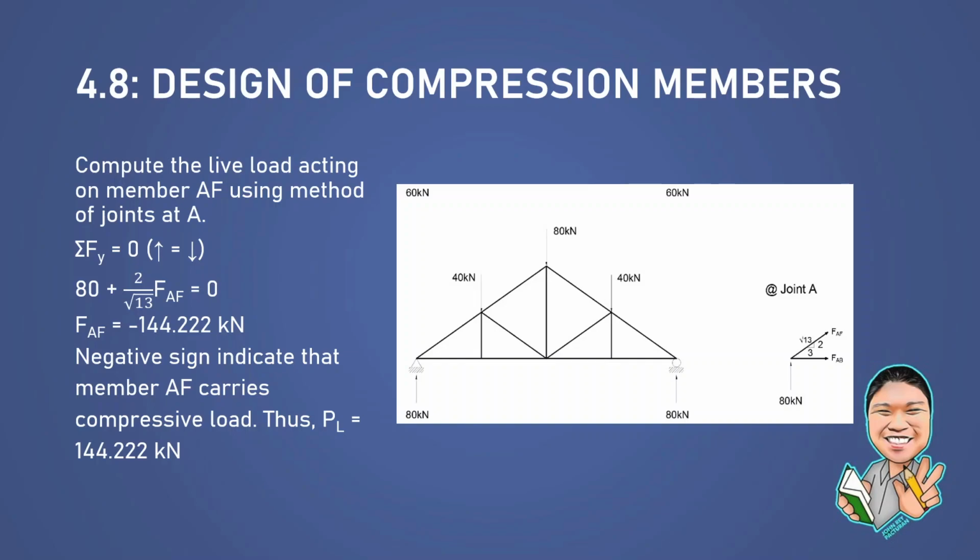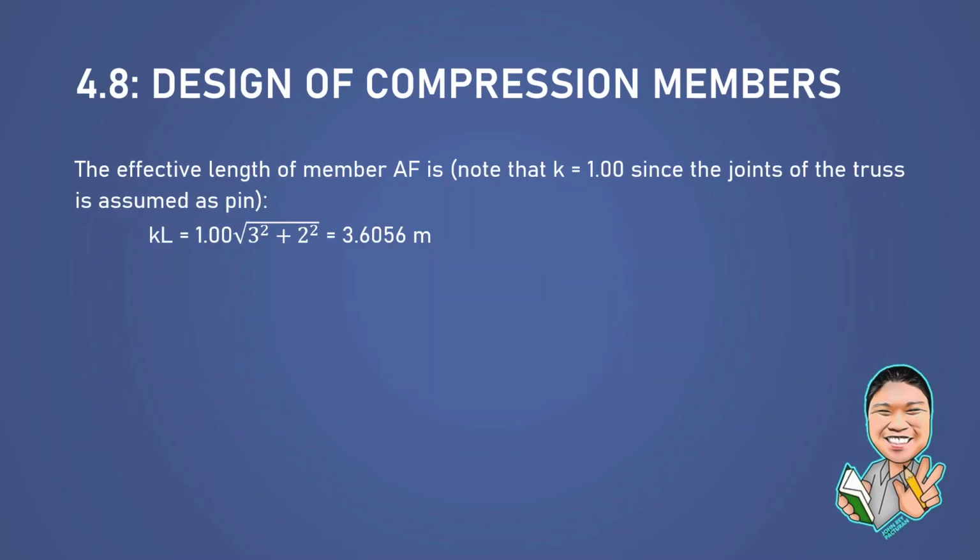Again, negative sign indicates that member AF carries compressive load. Thus, yung live load natin is equal to 144.222 kilonewtons. So, the effective length is assume natin na yung K is 1.00 kasi lahat ng joints ng truss is assumed as pin. So, di ba? Kung titingnan nyo sa truss, 3 meters ito, 2 meters, this is member A, this is member F.